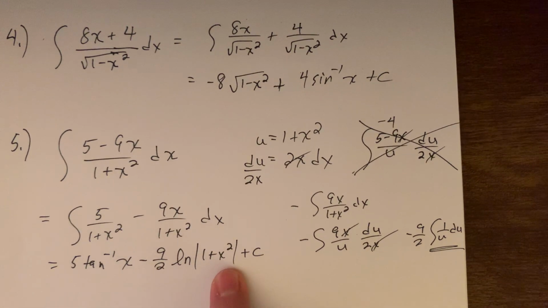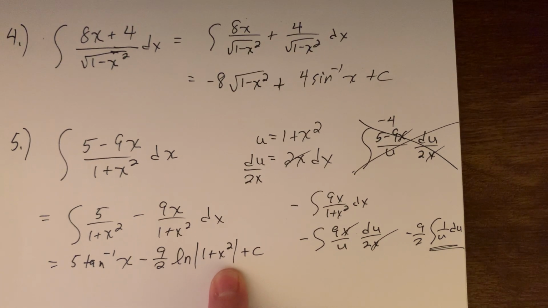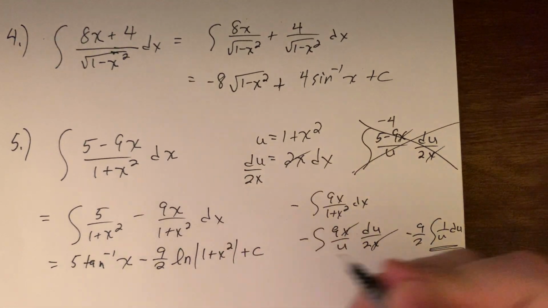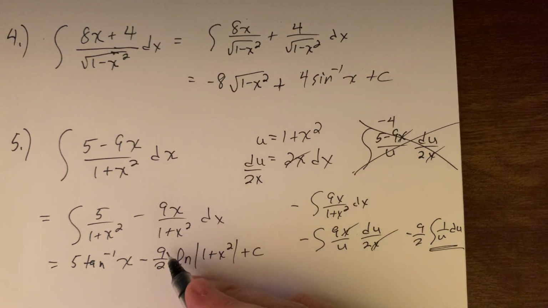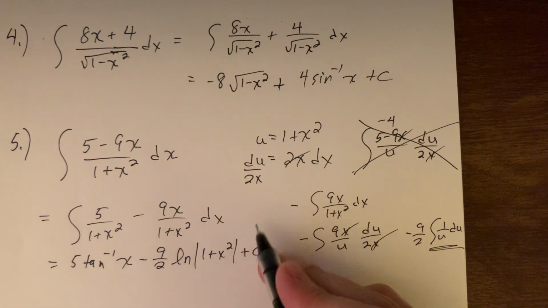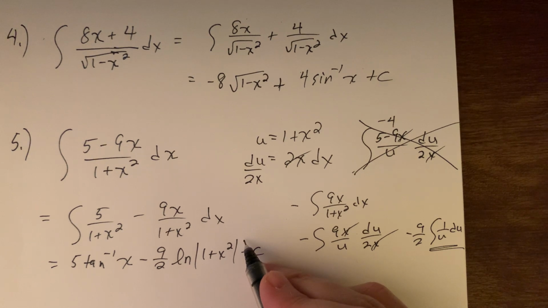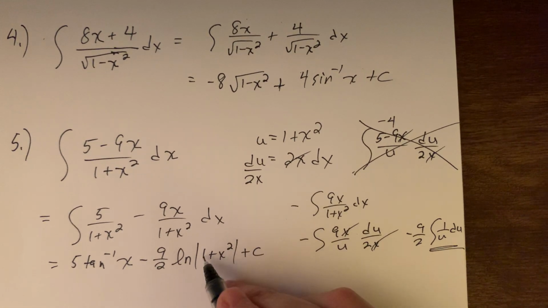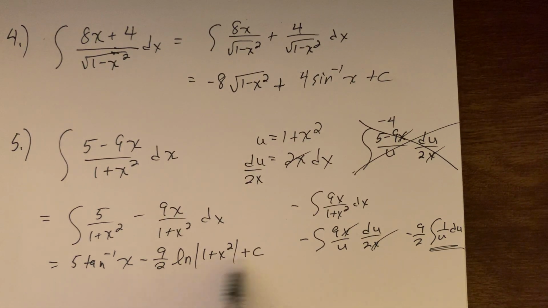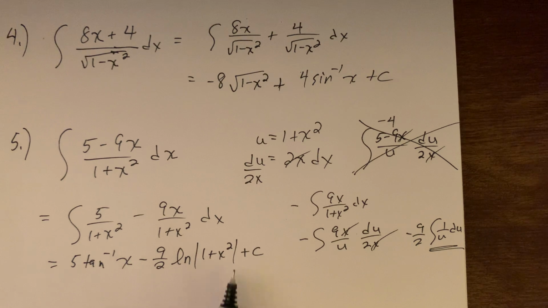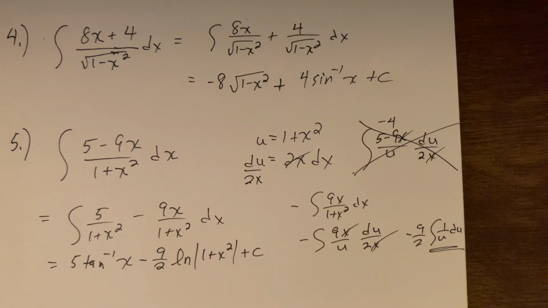Here, 1 plus x squared would definitely already be positive, so parentheses would be appropriate here, but it doesn't hurt to have the absolute value. Here, the 9/2, that could come inside as an exponent, and then you could play with that. This would be the square root of 1 plus x squared all to the 9th power. So there's lots more you could do, but you don't have to. That is more than enough.